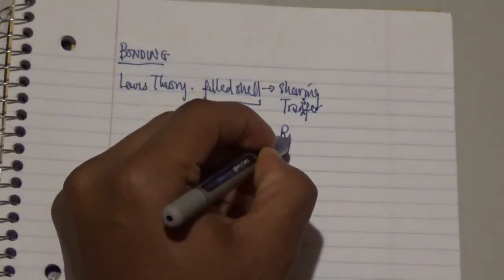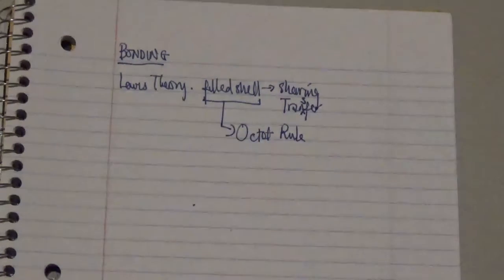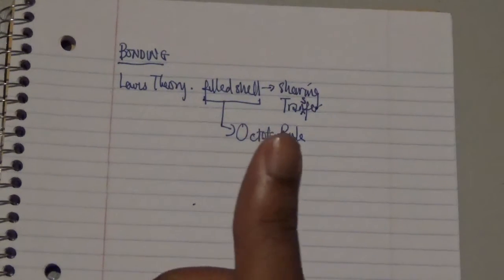rule. And this octet rule is mostly related to getting closer to the electronic structure of your noble gas neighbor. For example, if you want to form an 8-valence shell electron arrangement, you need to form a compound similar to the electronic structure of neon, and that is mostly related to period 2 elements.